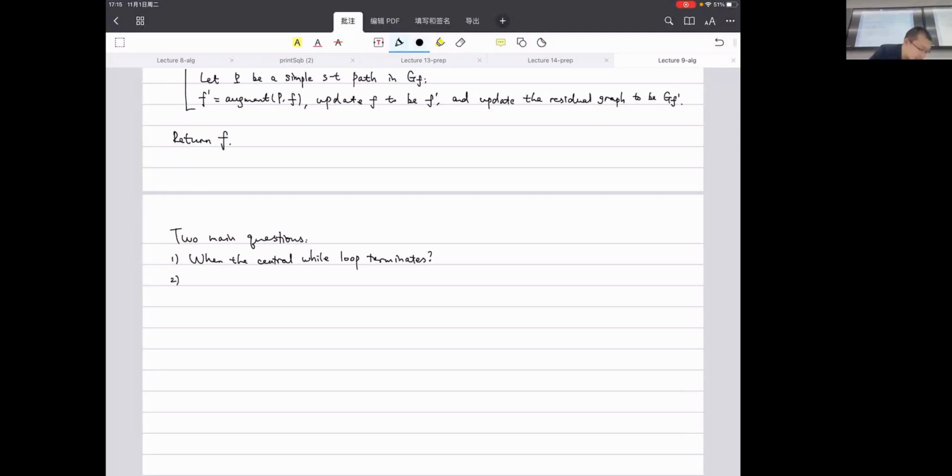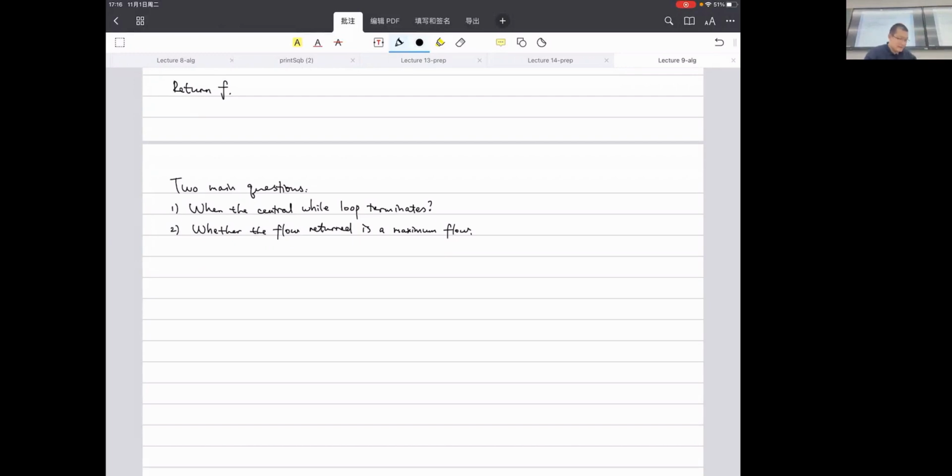And the second question is whether the flow, if it actually terminates, returns a maximum flow. I mean, basically, the correctness of the algorithm. Of course, another very natural question is the time complexity of this algorithm, and we will analyze it later. But these are two very immediate questions that we should be very careful with. And I guess we should probably discuss them in detail here.